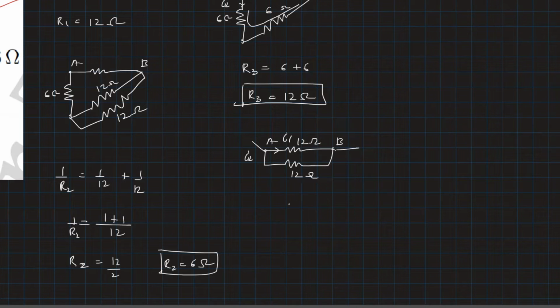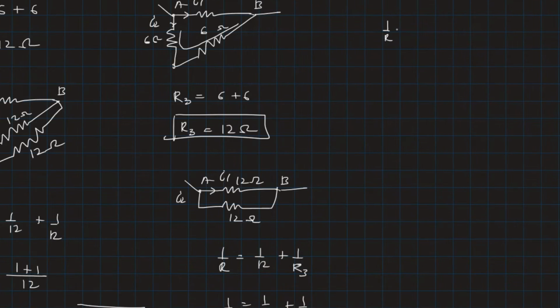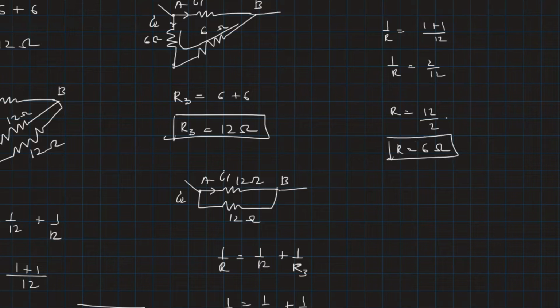So what will be the final resistance? Final resistance will be 1 by 12, 1 by 12, 1 plus 1 upon 12, 2 upon 12, R will be 12 upon 2, and that will be 6 ohm. So the final resistance is 6 ohm.